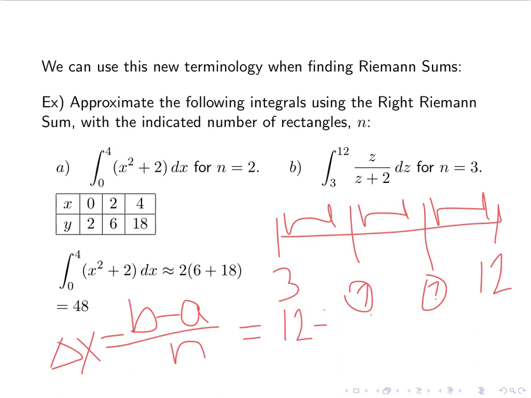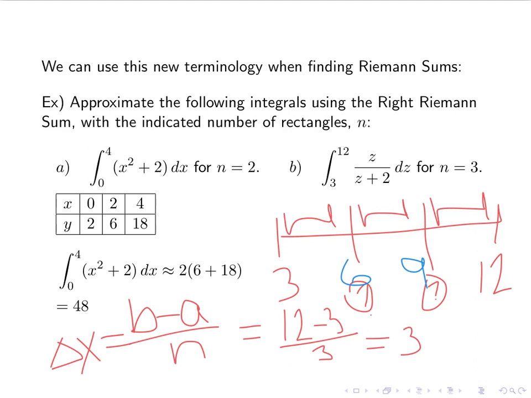So 12 minus 3 over 3 gives me 9 over 3, which is 3. So the width of each of these rectangles is going to be 3. If I'm starting at 3 and I have a width of 3, my next value must be 6. And then going another 3, I get 9. And then double check it. If I go another 3, do I get the 12? Yes. So that's how we're going to find our x values.